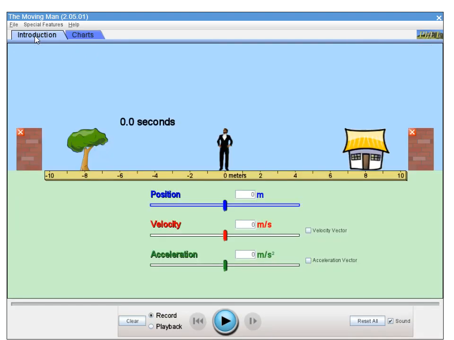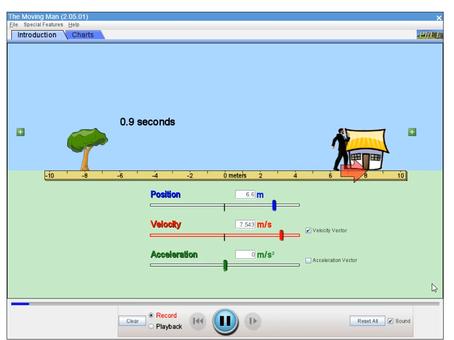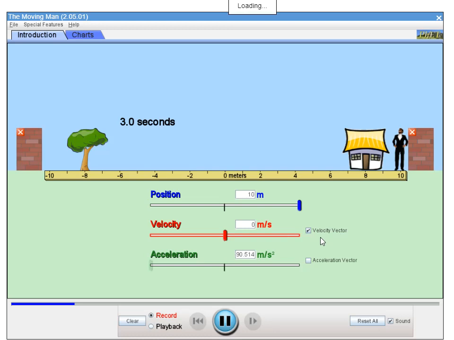We've got the introduction. It's not as much available here. You can set the velocity of the guy and he runs over there until he hits a wall. I guess I can remove the wall. Not sure what happens then. Boom. Oh, he just keeps going. Or I can leave the wall there and he stops at it.